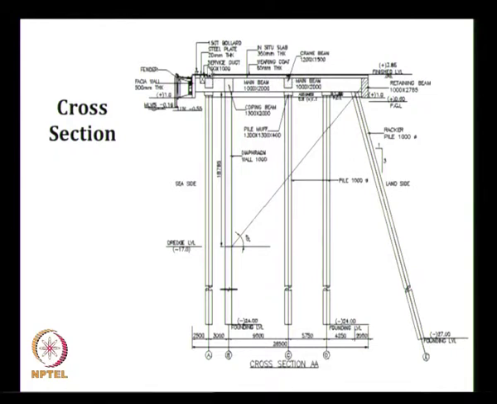So we want one pile below the seaside crane beam, another pile below the land side crane beam. Since the track width is 12 meter, we want to provide 12 meters. Is it clear? 2.5 and 14.